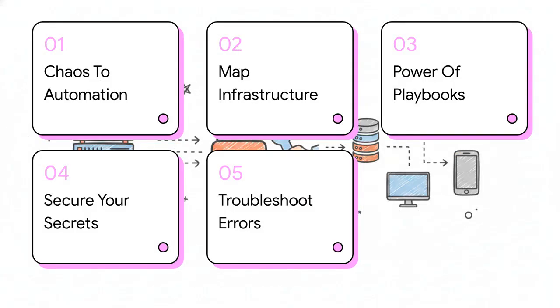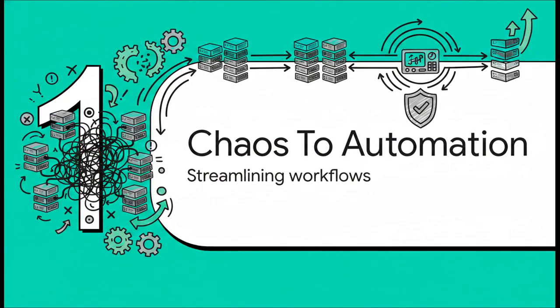Here's our roadmap for today. We're covering from chaos to automation, mapping your infrastructure, the power of playbooks, securing your secrets, and finally, troubleshooting common errors. Let's kick things off with part 1, from chaos to automation.